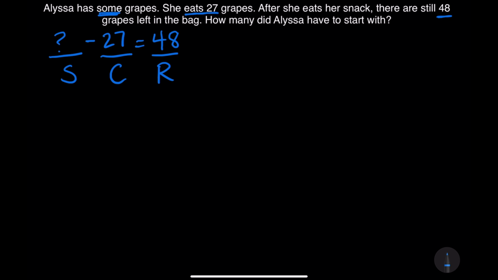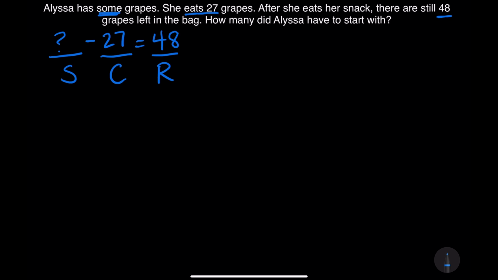Okay, so this gives me a starting point for where I can solve. I know that I'm looking for what she started with. So that means my answer is going to be a bigger number than both these other numbers, because if she ate 27 and she ended up with 48, she must have started with a lot more.